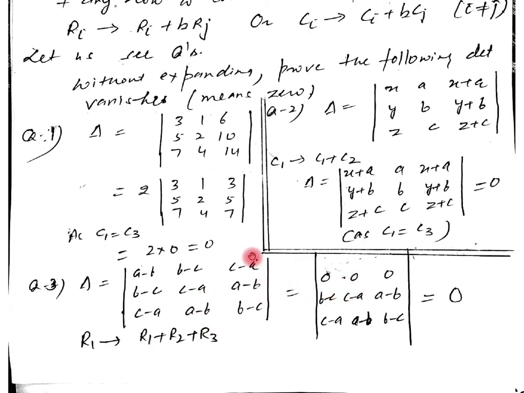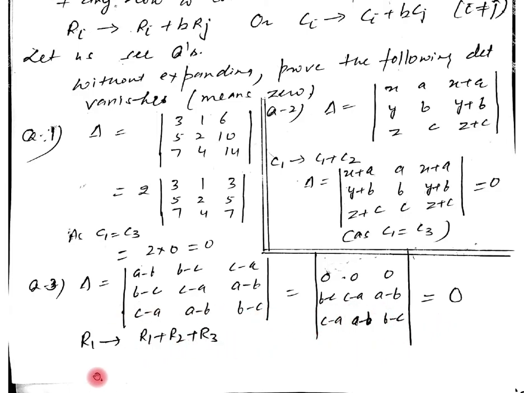Then if we add all the elements of this, c minus a plus a minus b plus b minus c, all the terms will be cancelled. So all the elements of the first row become 0. If the elements of any row or column are 0, then the value of the determinant is equal to 0. Here we have not applied any expansion. Only by using the property we have proved that this is equal to 0.